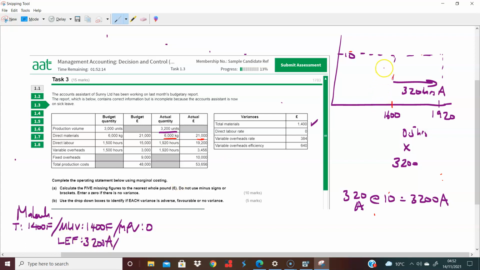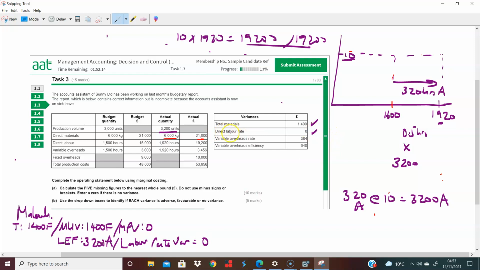Right. Now let's look at your rate variance. What's interesting here was what you have spent on each of your hours. I mean, this is what you actually did. So you should have spent 10 pounds. So 10 times 1,920, which is 19,200. That's what you should have spent. And what did you spend? You did spend 19,200. So there is no labor rate variance. The labor rate variance is equal to zero. That's why you can see this is zero. This is the labor rate variance.